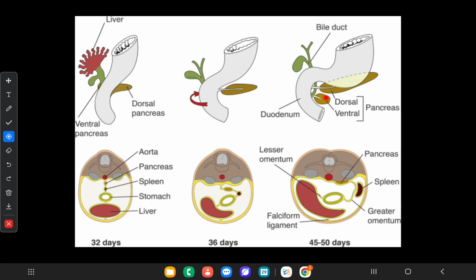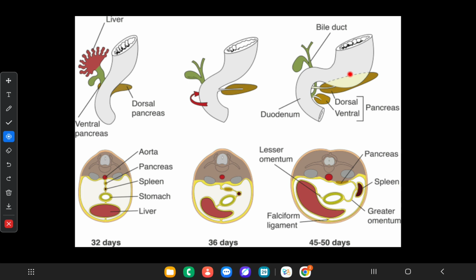Later, the parenchyma and the duct system of the dorsal and ventral pancreatic buds fuse together, and the ventral pancreatic bud forms the uncinate process of the pancreas and the inferior part of the head of the pancreas. The remaining part of the gland is derived from the dorsal pancreas. The main pancreatic duct, or the duct of Wirsung, is formed by the distal part of the dorsal pancreatic duct and the entire ventral pancreatic duct.